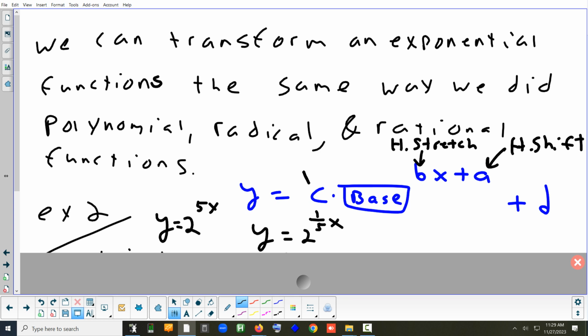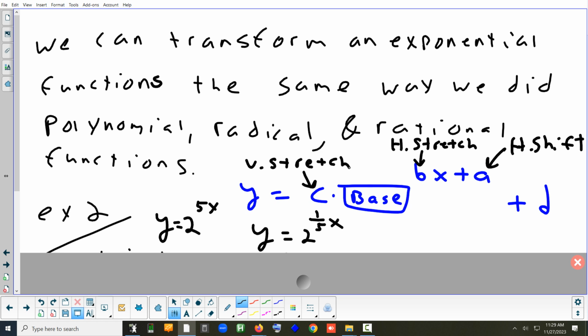How about C? It's multiplication like B, but now it's on the outside. And that one is not backwards. If you make C a big number, like 50, that's a vertical stretch by 50. If you make C a small number, like 1/3, that's a stretch by 1/3.